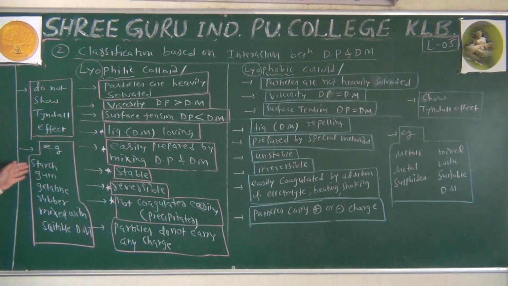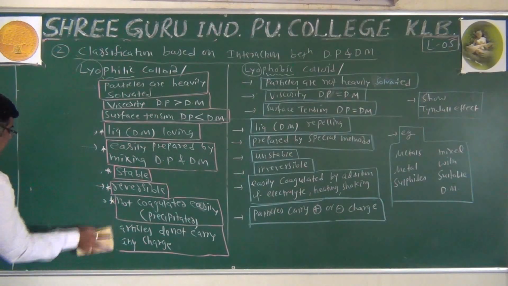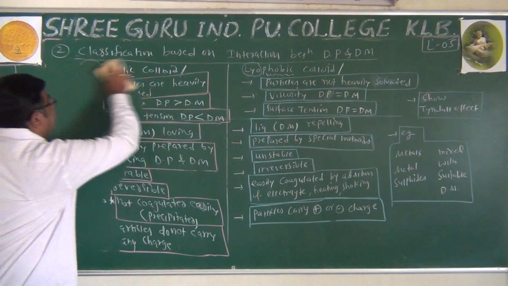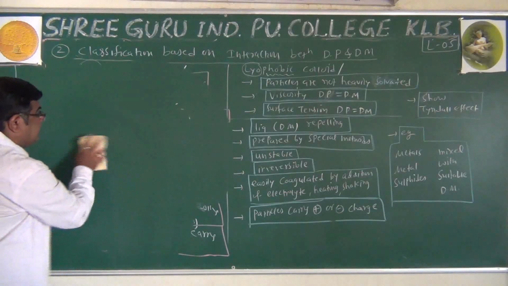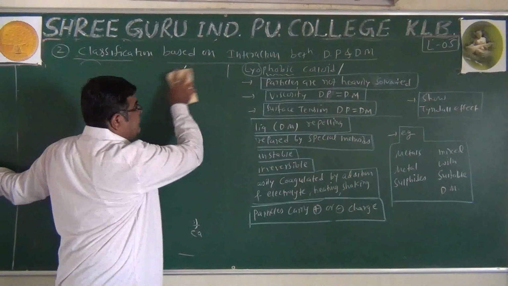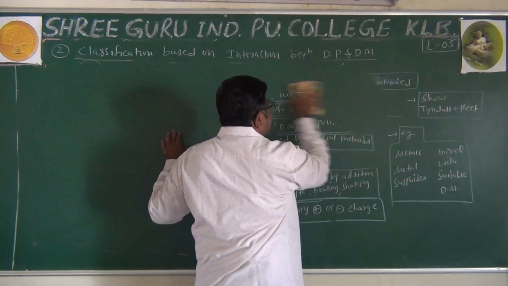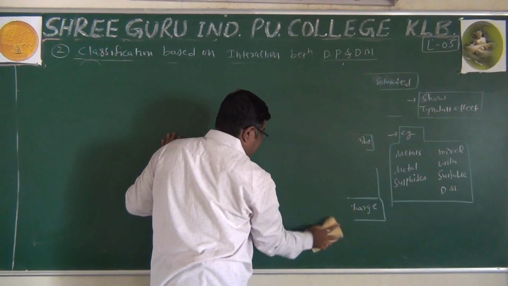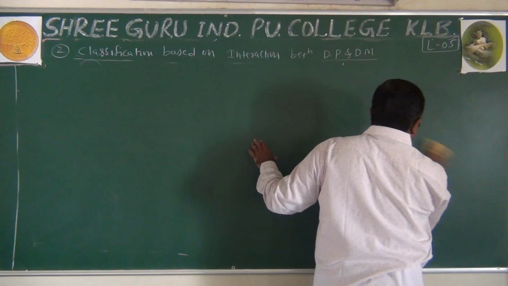I hope that you have already noted these points, because these simple points are helpful in solving questions in theory and MCQs also, because they may ask which one of the following is not a property of lyophilic colloid, or which of the following is a property, which is true, which is not true. This type of questions. For that, our reading and comprehension of the textbook matter is very crucial.